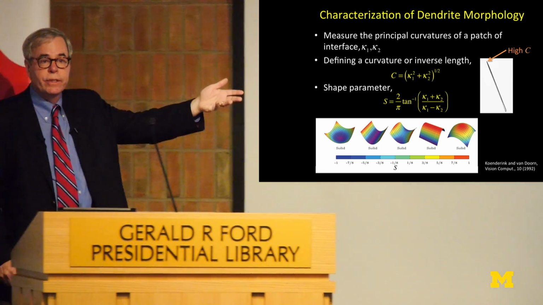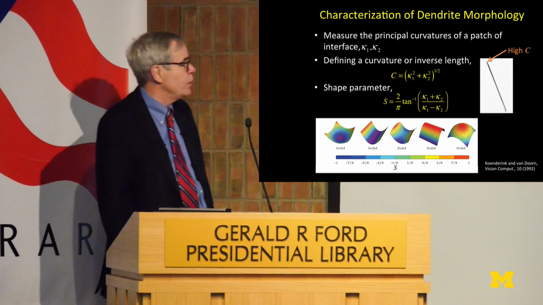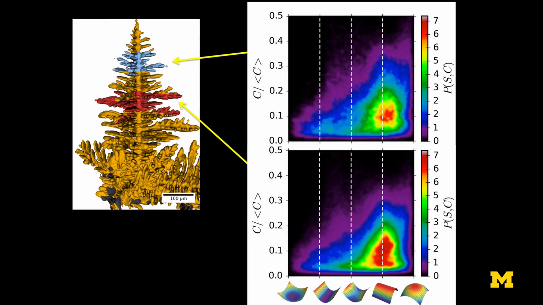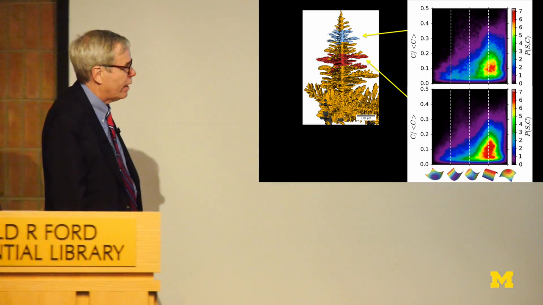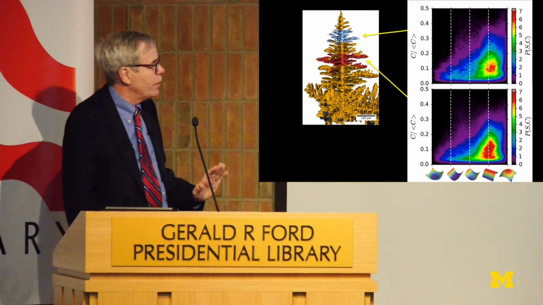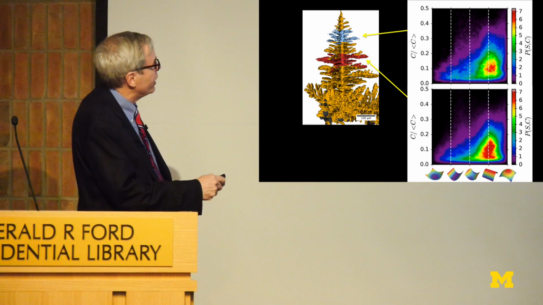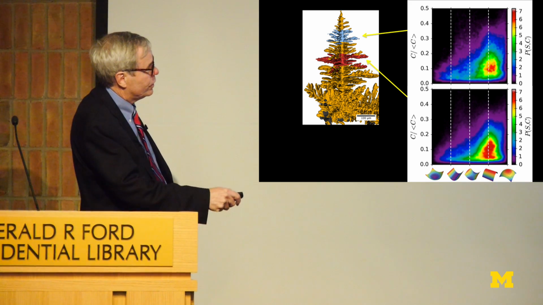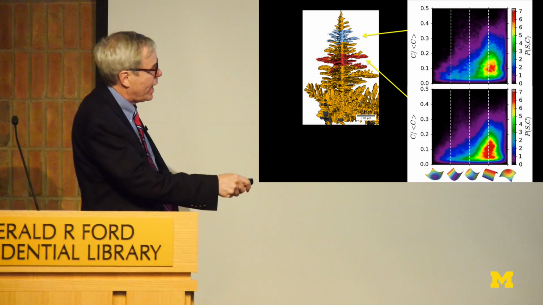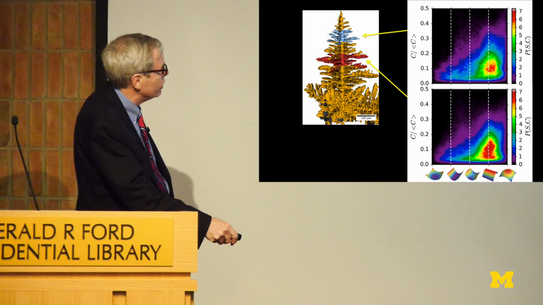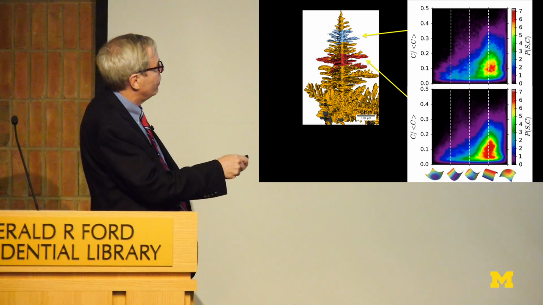And so we can go into this dendritic structure, pick out all of these patches, and plot the probability of finding a patch of a given shape and a given curvature relative to the average. I won't dwell much on the details here, but suffice it to say that if I look at the shape of the dendrite up here, this is what the curvature distribution looks like. There are large numbers of patches that are cylindrical in shape, which are the edges of the dendrite arms.